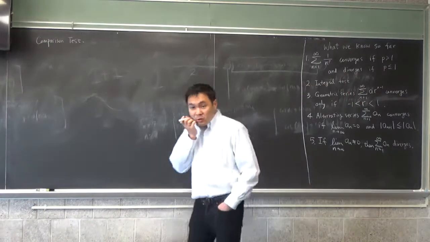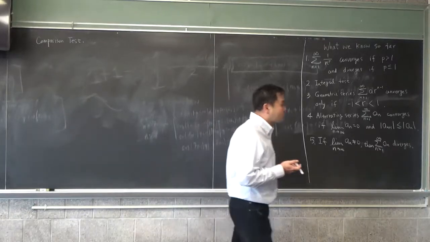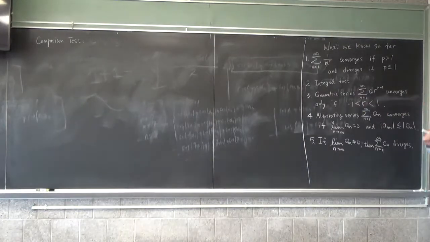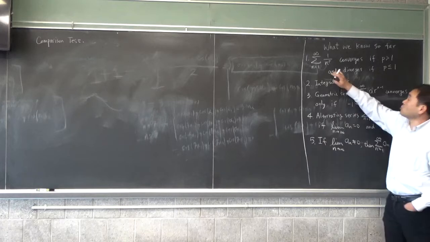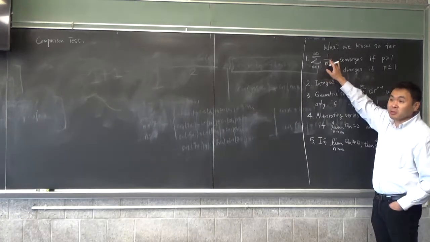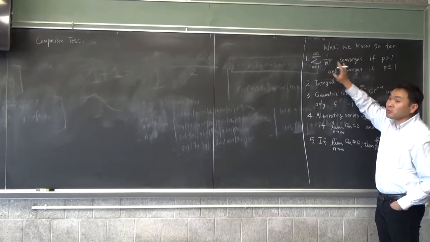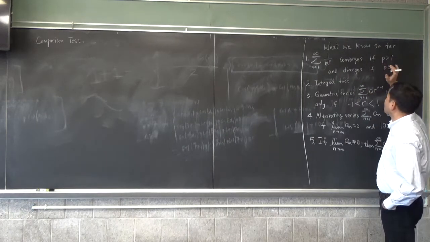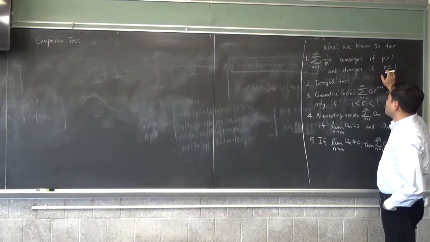Before we do the comparison test, I want to make sure that you understand what we have done so far. So we did the p-test, which says if you add 1 over n to the p, this thing converges if p is bigger than 1, and it diverges if p is 1 or less.